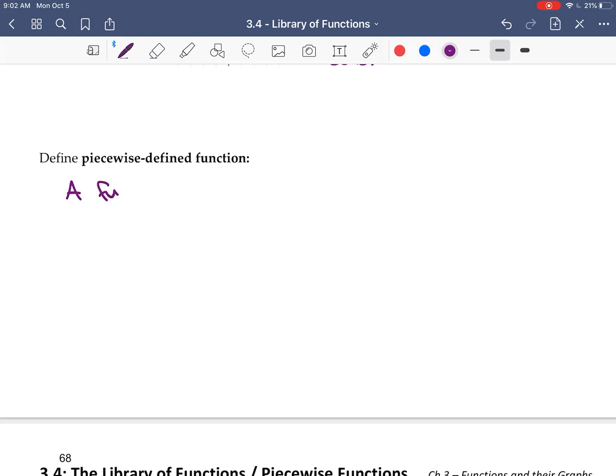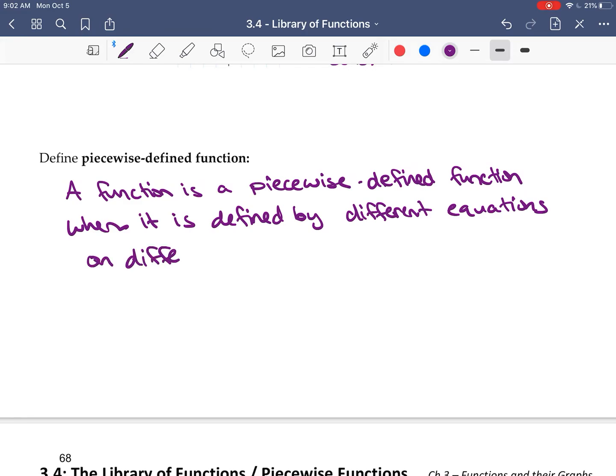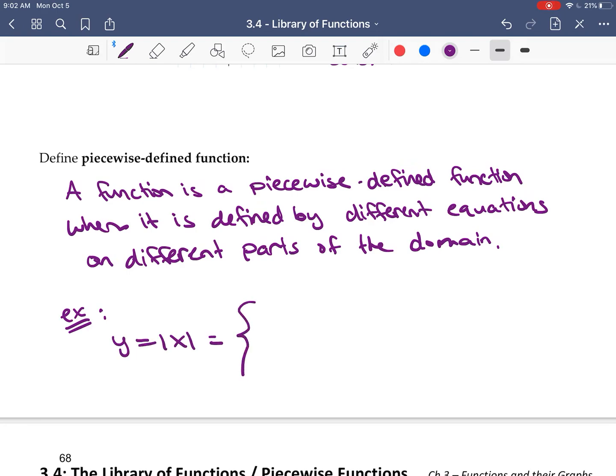Okay, so a function is a piecewise defined function when it is defined by different equations on different parts of the domain. Okay, now an example could actually be the square root function. Okay, so if we had y equals square root of x squared, you can define that as a piecewise function.